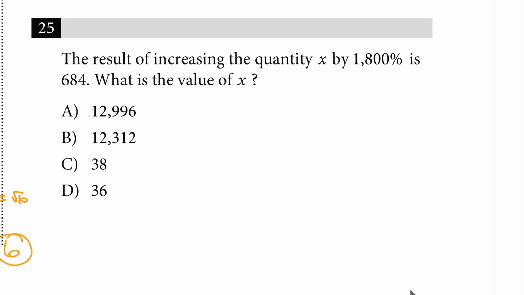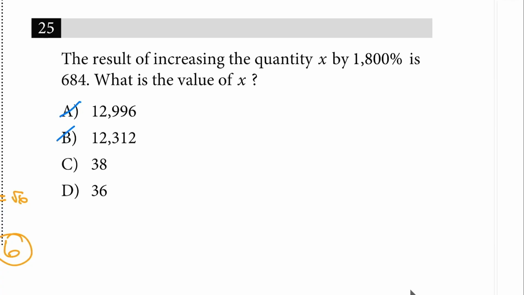The result of increasing quantity X by 1800% is 684. What is the value of X? Well, if we are increasing a quantity by that amount and only getting 684, it's definitely not going to be options A or B. Now we have to figure out how to do this with either option C or D.